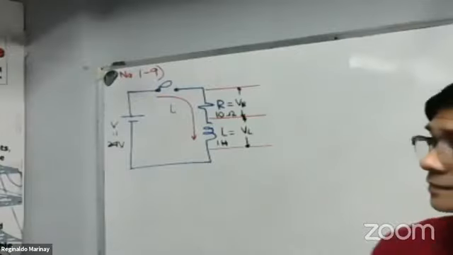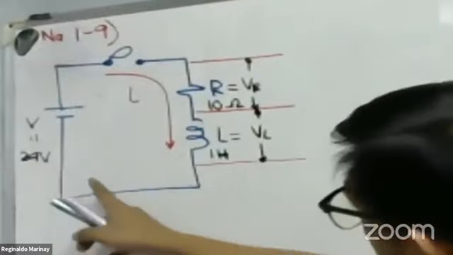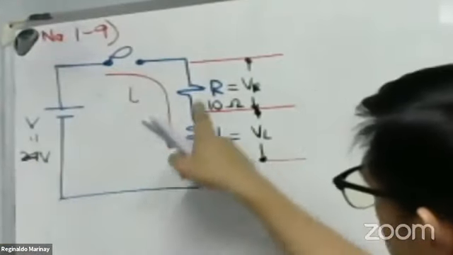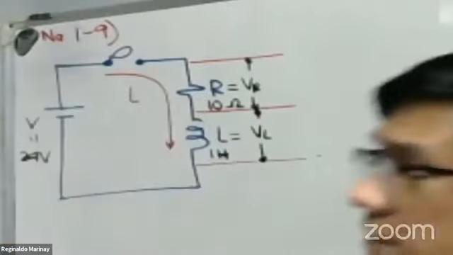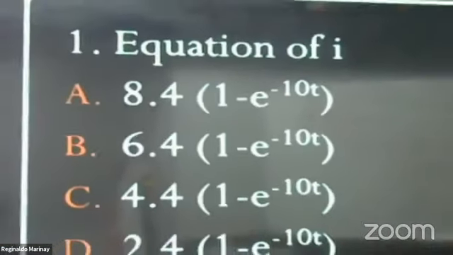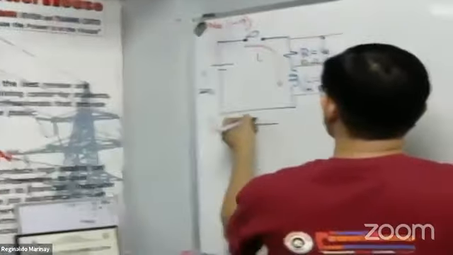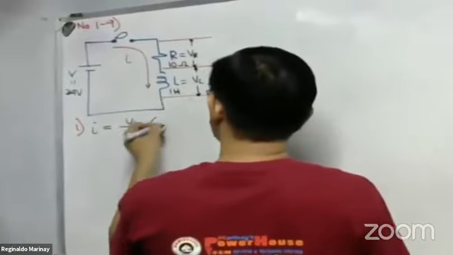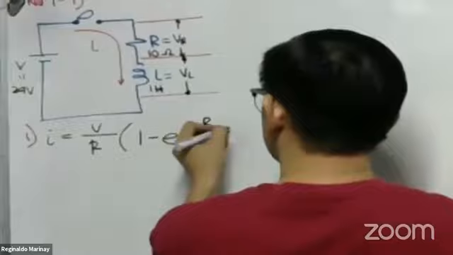So these are the givens: the voltage is 24 volts, resistance 10 ohms, inductance 1 henry. Let us answer the following questions. What is the equation of i? For number 1, i is equal to V over R times 1 minus e raised to negative R over L times t.